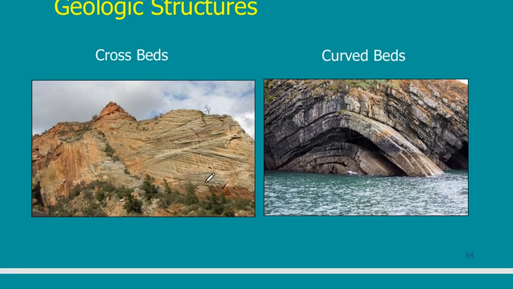Cross bedding means that layers are inclined like this, but though it is inclined, there is a group action for this incline to move horizontally, so they are crossing each other. Curved beds like this, this is how the layers are curved.